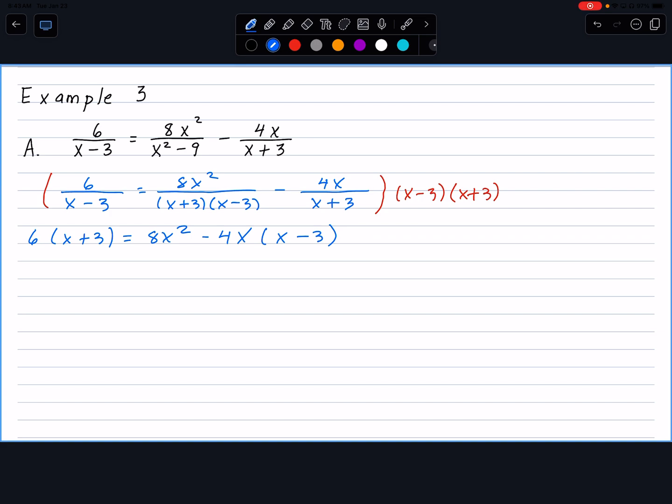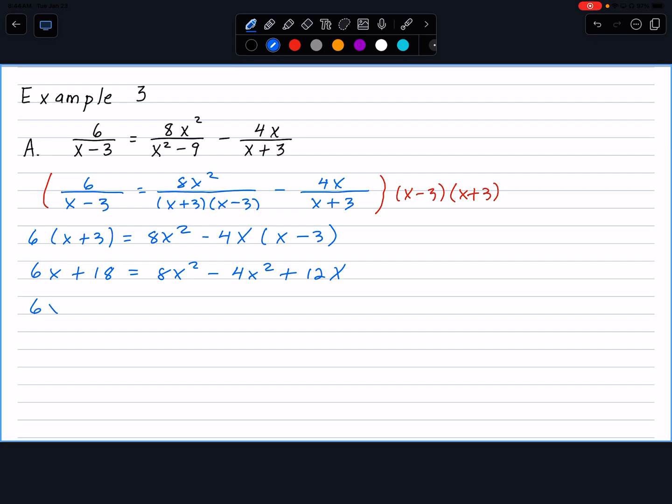Okay, from here, we're going to do just like we've been doing in the past. We're just going to clean some stuff up here. So let's do it. We're going to solve. So 6x plus 18 equals 8x squared minus 4x squared plus 12x. Let me double check myself real quick. Make sure that worked. Minus 4x squared looks good.